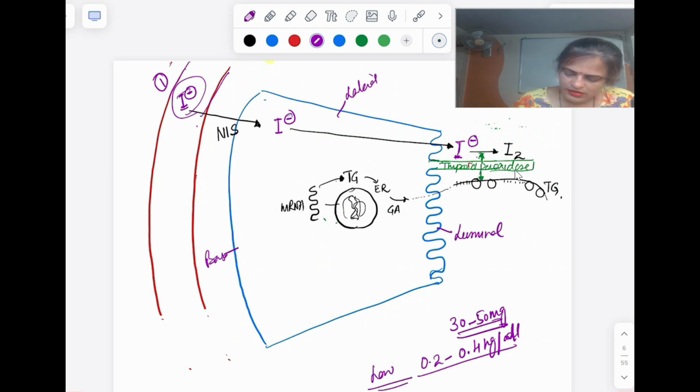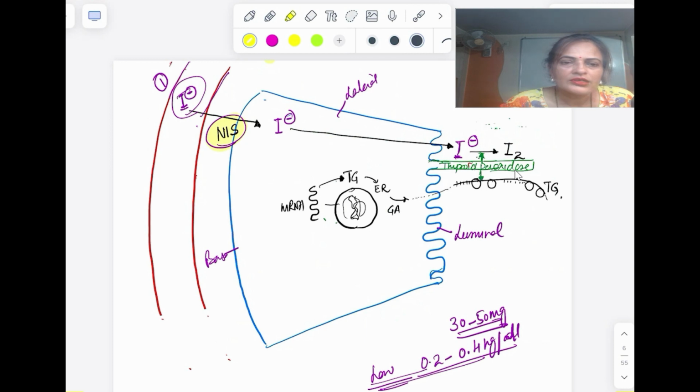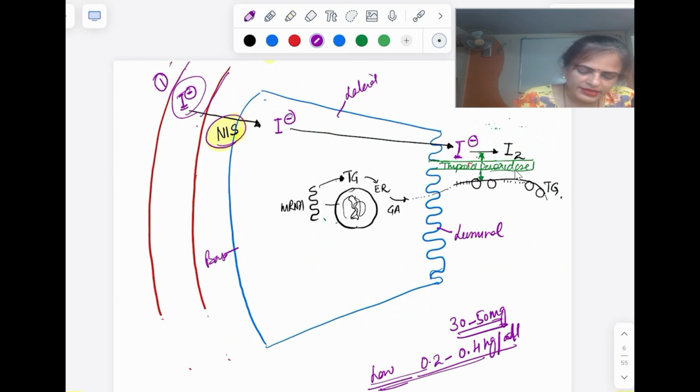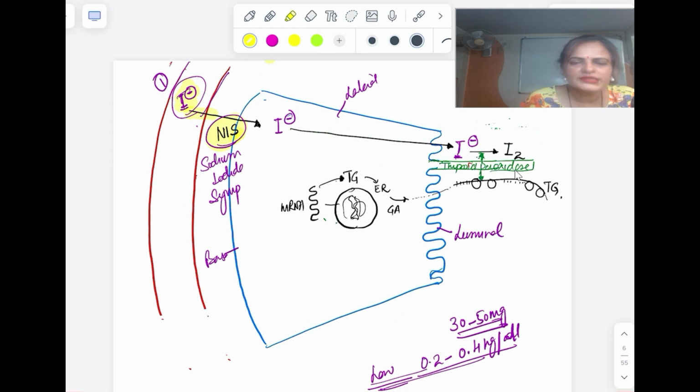The thyroid gland is going to take up the iodide from the circulation with the help of a transporter mechanism. What is that transporter mechanism? This is the sodium iodide symporter mechanism. This is an active transport. This sodium iodide symporter is going to transport this iodide from the circulation, and it will enter from the basal side into the cell.